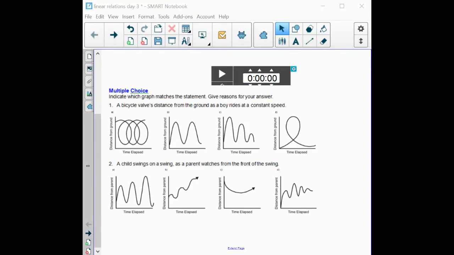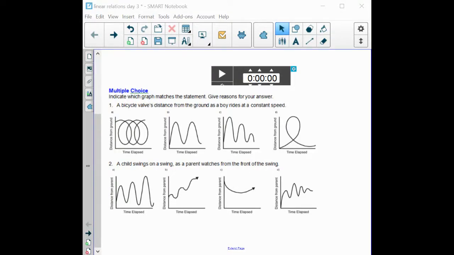Just as a warm-up, I want you to have a look at these graphs. There's 4 graphs to choose from for each example, and I want you to think about which one makes the most sense and then determine your answer.